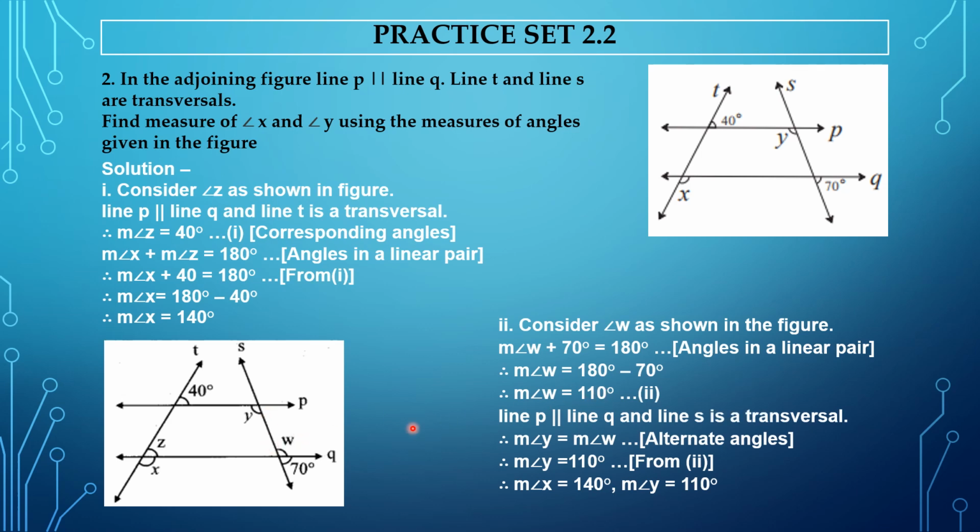Now we have mentioned angle W in the figure. So consider angle W as shown in the figure. Now measure of angle W plus 70 degrees. See, I am highlighting, you can see where I am pointing.